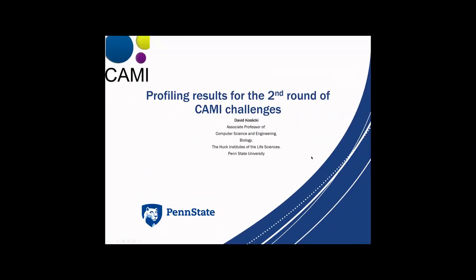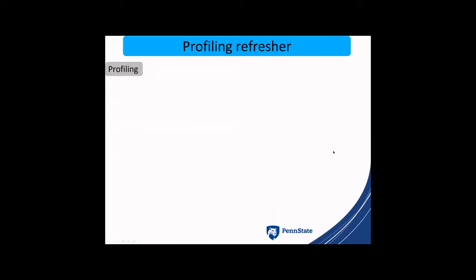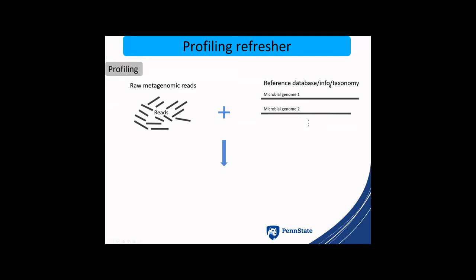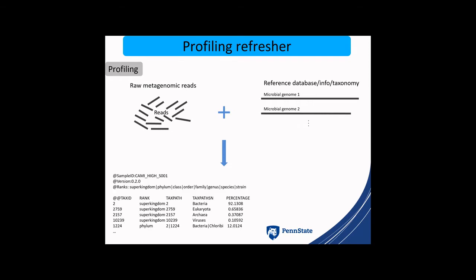Excellent, here we go. So, I'm going to present the profiling results for the second round. So just a quick refresher about what profiling is. Basically we're taking the raw metagenomic reads over here and then using some sort of reference database, some sort of information or taxonomy information. And then from that, you want to get a taxonomic profile.